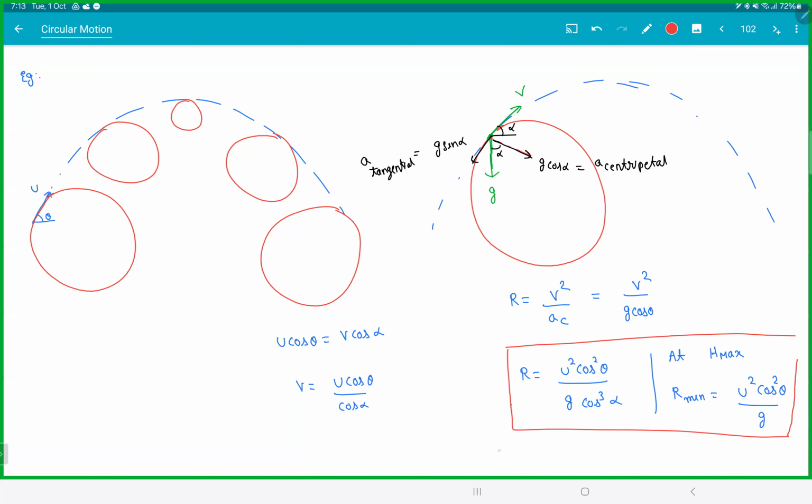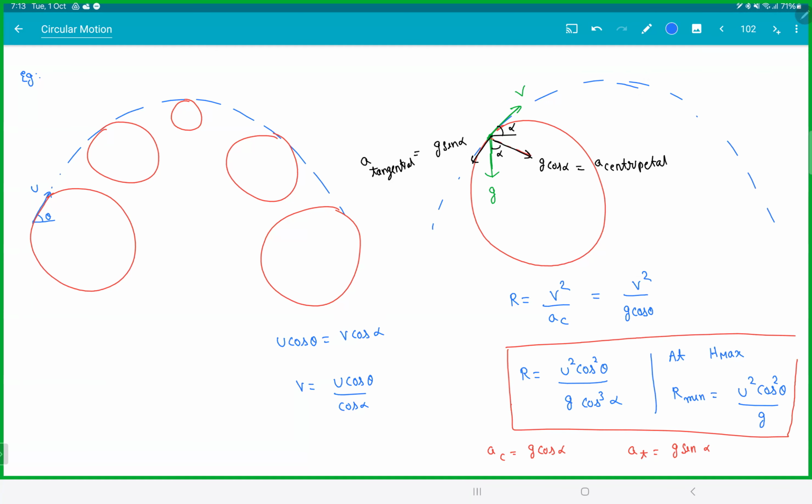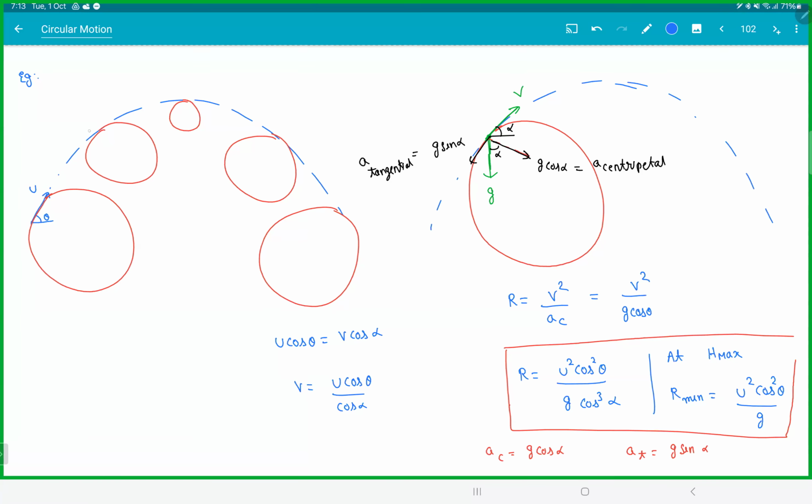This is also a good one. A centripetal is g cos alpha. A tangential is g sine alpha. There, your projectile motion. Have a look at this. Tell me one thing, at that instant, does the particle really know it is going in a parabola? At that instant, it will feel this section belongs to some circle, isn't it? So you can even treat the parabolic motion, the projectile motion, as a non-uniform circular motion.